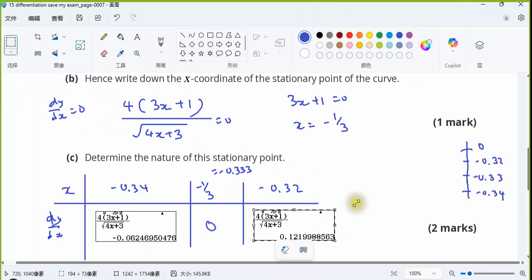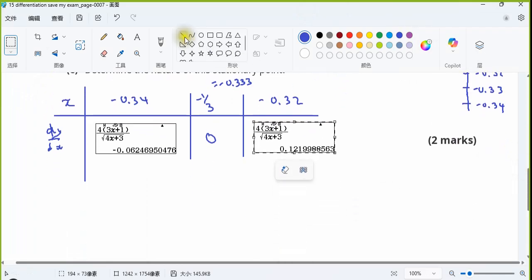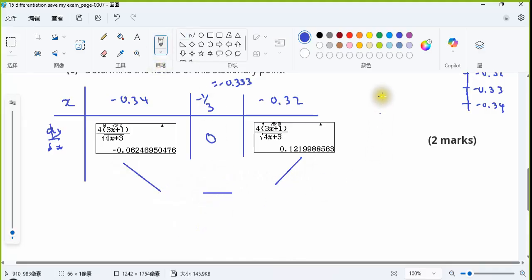So negative, that is downward, upward, horizontal. So combined will be like this. So this is a minimum point.